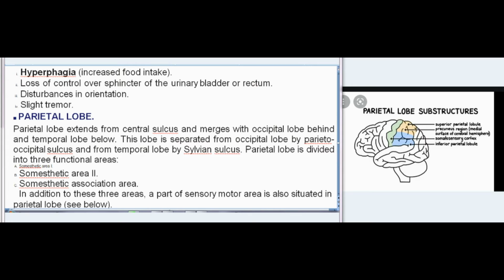Parietal lobe. Parietal lobe extends from central sulcus and merges with occipital lobe behind and temporal lobe below. This lobe is separated from occipital lobe by parieto-occipital sulcus and from temporal lobe by sylvian sulcus. Parietal lobe is divided into three functional areas: somesthetic area I, somesthetic area II, somesthetic association area. In addition to these three areas, a part of sensory motor area is also situated in parietal lobe.